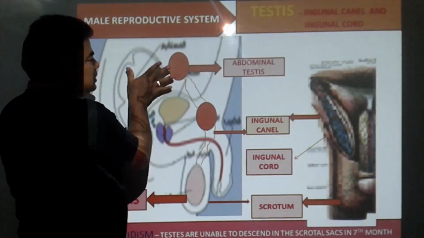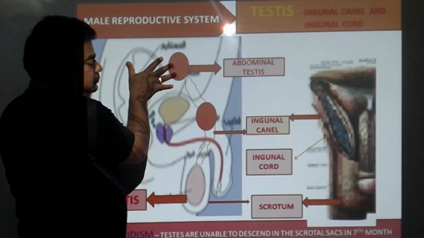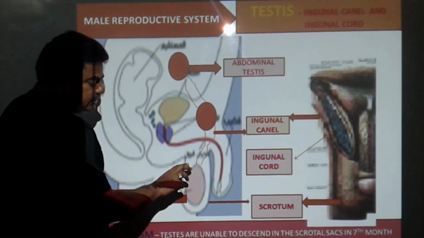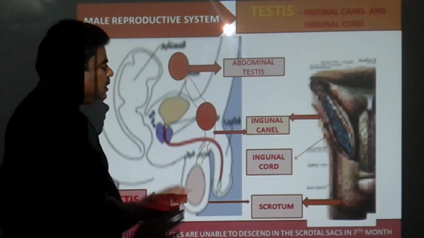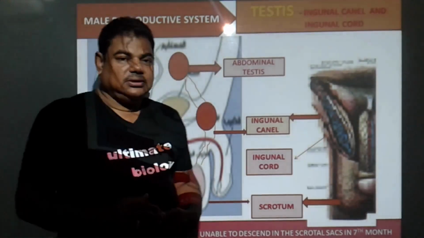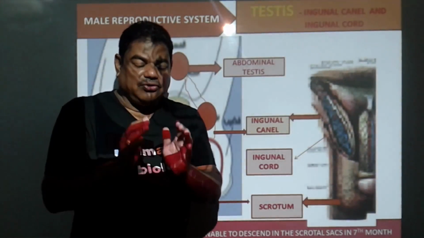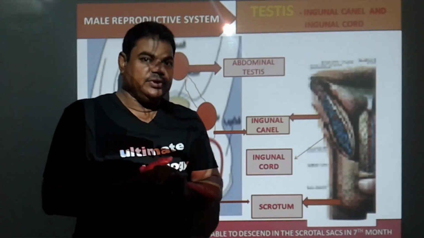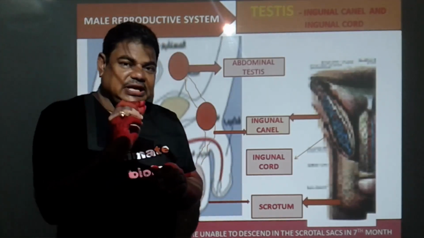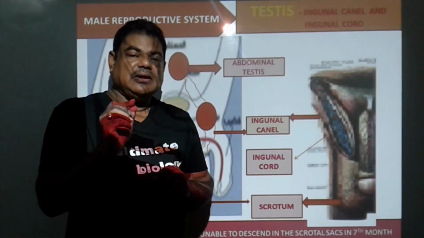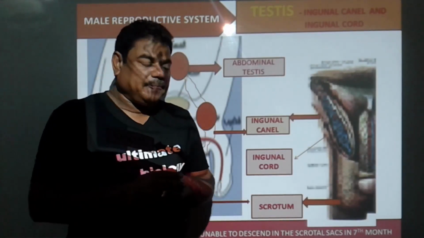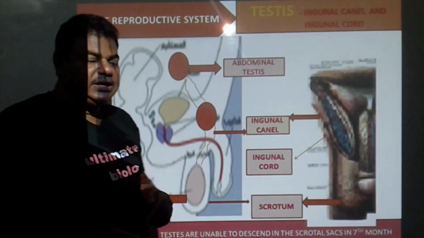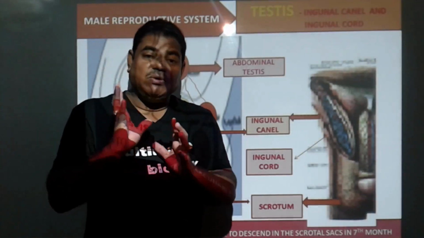This portion is the abdominal portion of the human body. This one is the pelvic region, and this one is the testes, which are present outside the abdominal cavity. Now when the small child or fetus is in the mother's womb, and when that fetus is 7 months old, in the abdominal cavity the testes get developed.